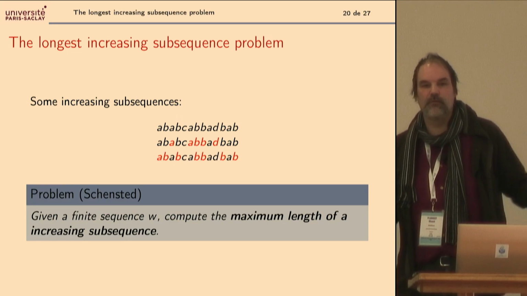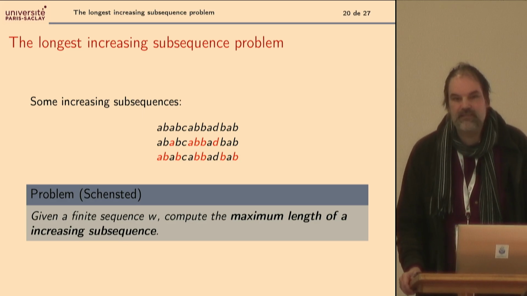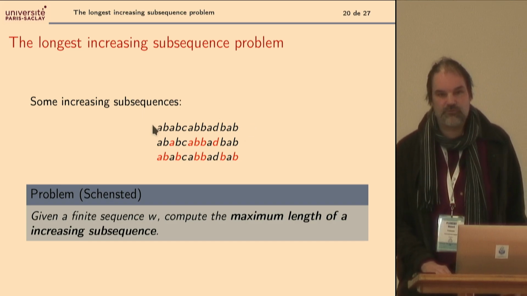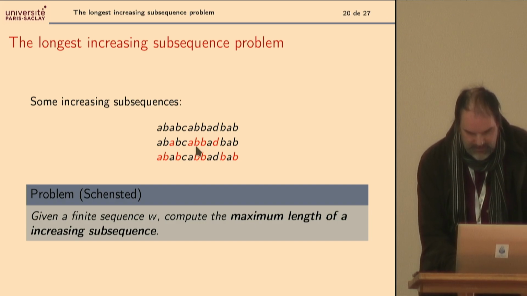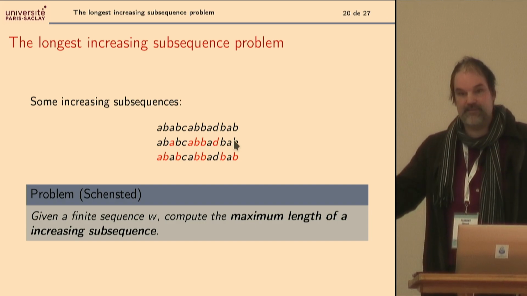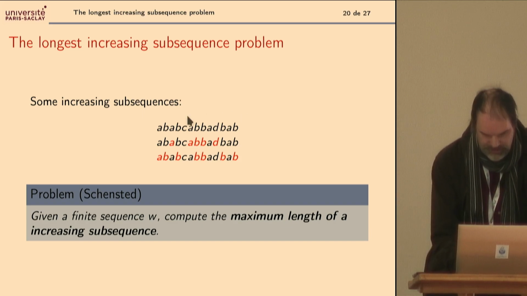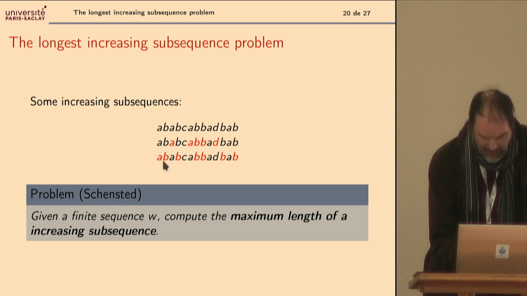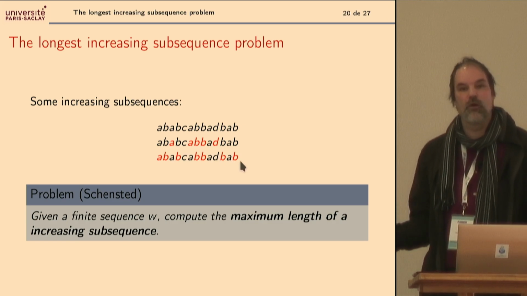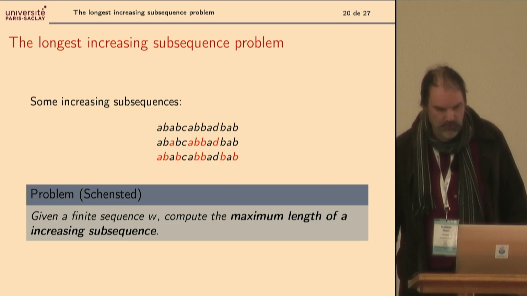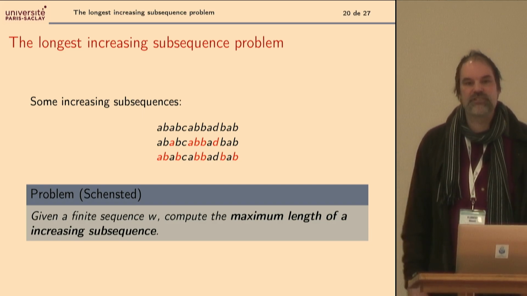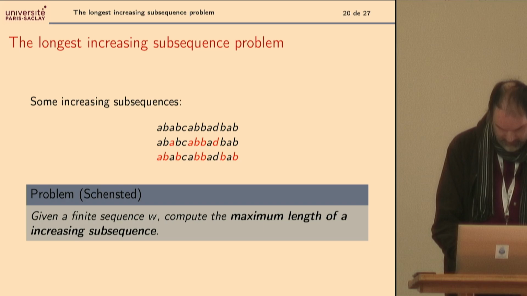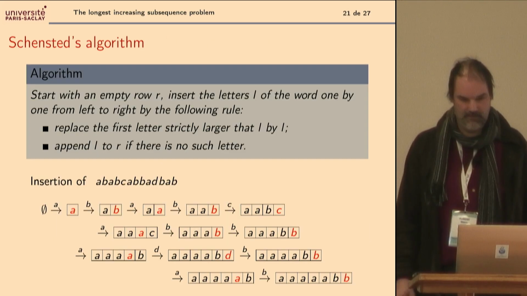Let me just say a little bit about what this increasing subsequence problem is. Let's pick a word and try to get an increasing subword. For a subword, you delete some letters, and you want something which is increasing. In this case, A, B, B, D. It's also increasing if it ends in A, B, B, B, B, B, B. What I want to compute is the maximal length of such an increasing subsequence.